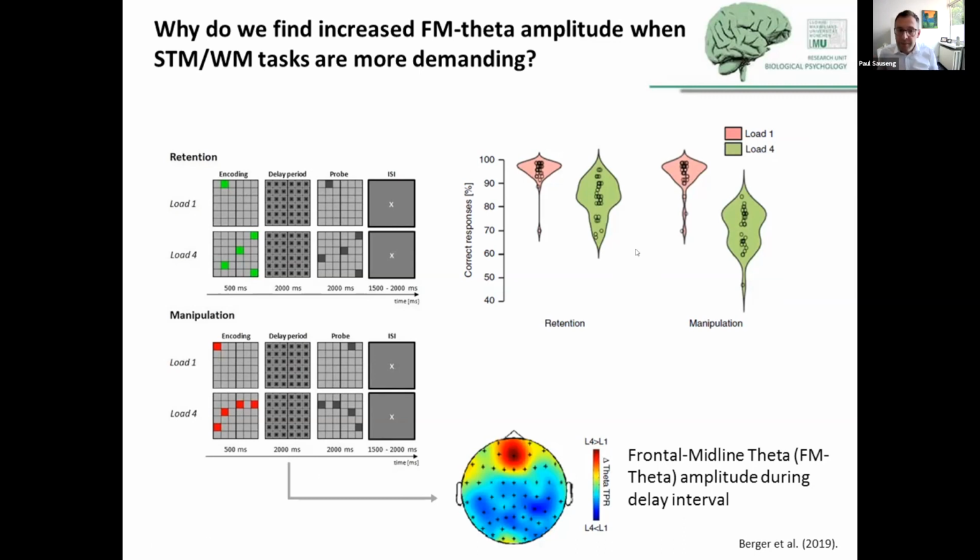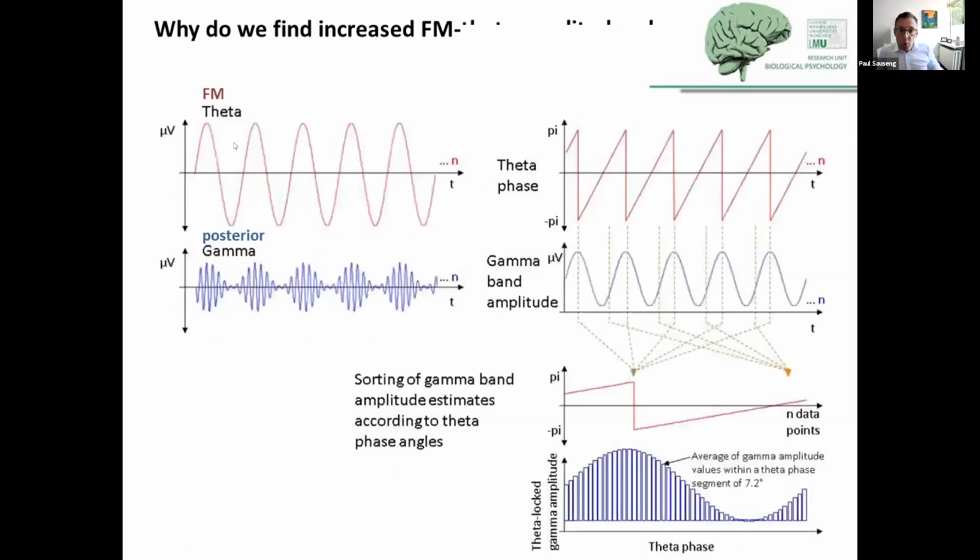So we would not expect that, for instance, the prefrontal cortex, the medial prefrontal cortex, was really involved in the storage of this information alone. So what we did was we wanted to see whether this frontal midline theta activity was associated with posterior gamma activity. We did that by estimating frontal midline theta phase, and then at the same time looking at the amplitude envelope of posterior gamma activity. And then we were just sorting the posterior gamma amplitude according to frontal midline theta phase.